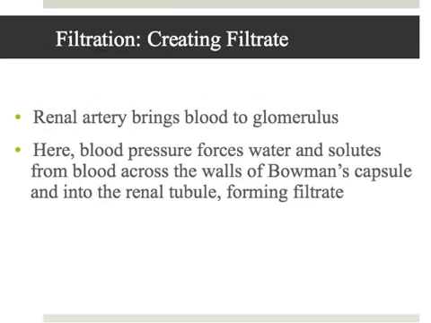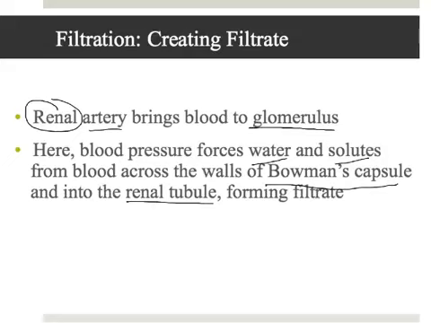nitrogenous waste. Okay, so the way this works is the renal artery, so renal, by the way, means kidney, so this is really the kidney artery, brings blood to the glomerulus, because remember the glomerulus is just a net of capillaries, and in any blood vessels, there's lots of blood pressure. And this pressure forces the water and solutes out of the glomerulus and into the Bowman's capsule, so into the little part of the nephron. And then from the Bowman's capsule, it then enters the renal tubule, which is the next little part of the nephron, and that's what we call filtrate. So that water and solute that went into the Bowman's capsule and into the renal tubule, we call filtrate.